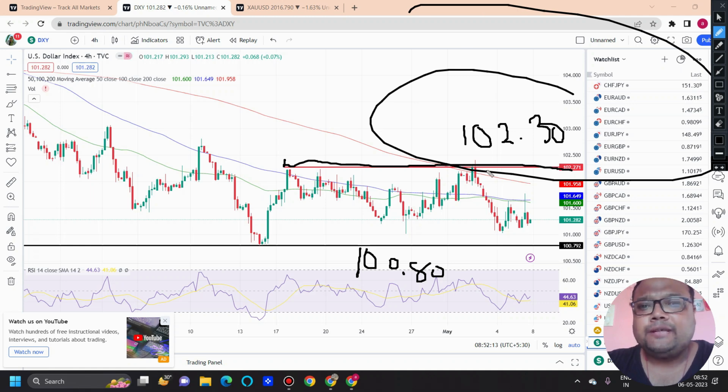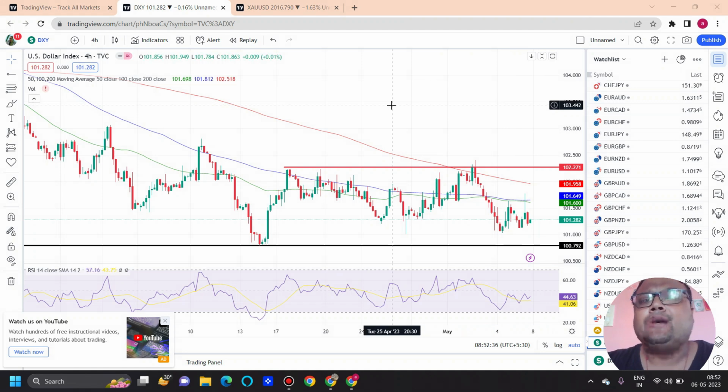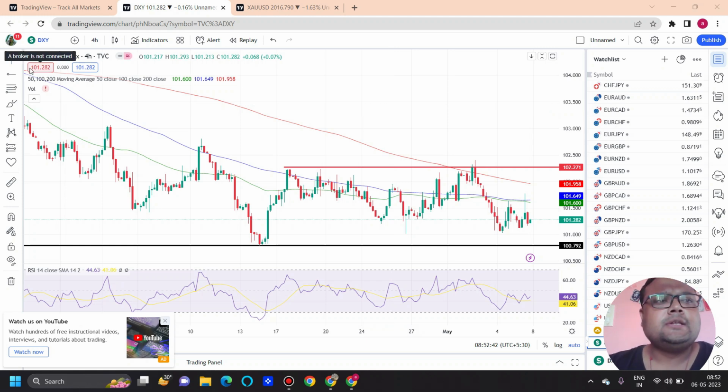So this is the range of DXY, and I think during the first half of next week we will get to see DXY within this range only. For the last couple of days and weeks, we have seen that DXY is giving its best fight to maintain its position above 100.80. So let's see how DXY performs in the coming week. But right now DXY is under the dominance of sellers and things are still not positive. DXY is within the range.